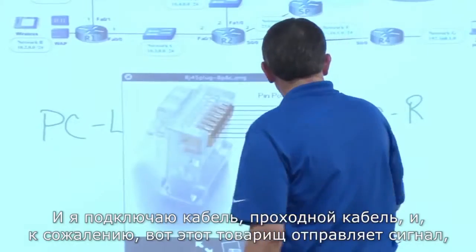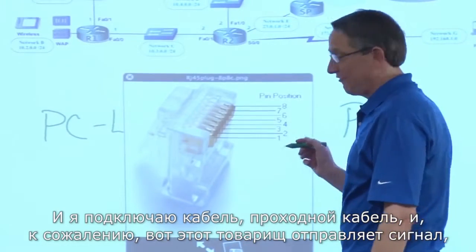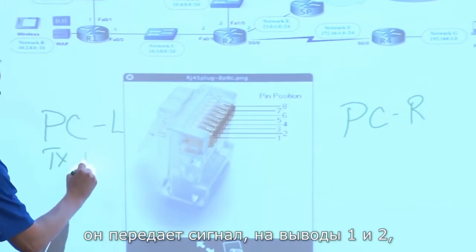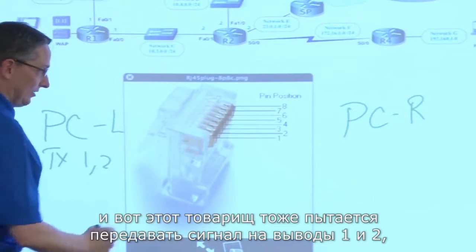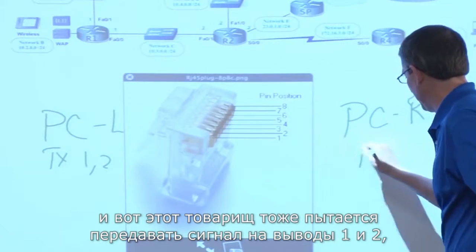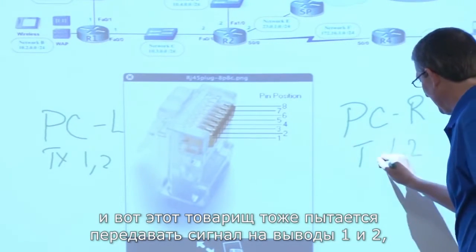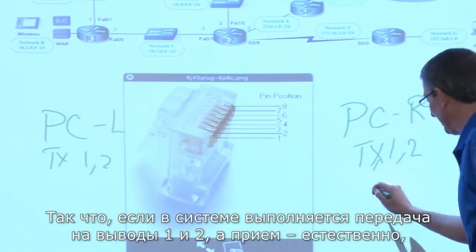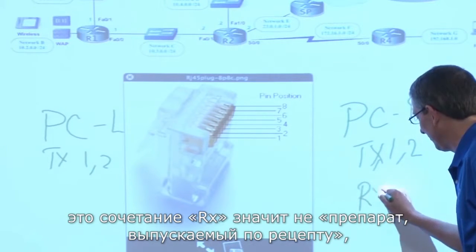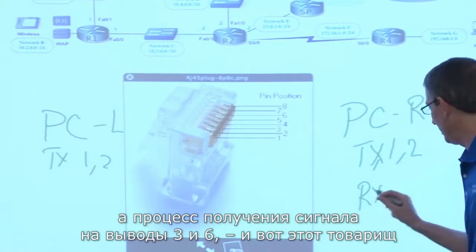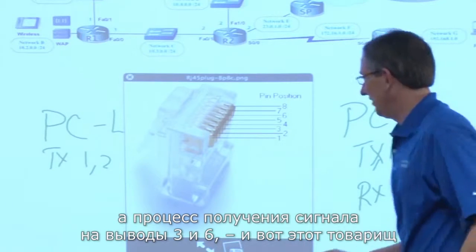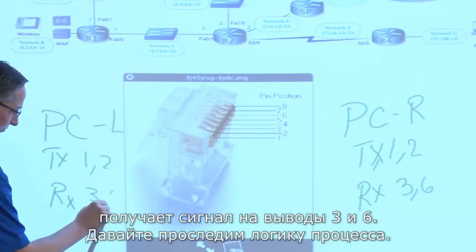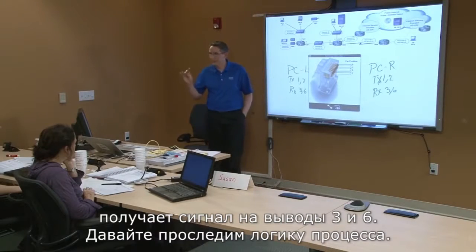So I put in the straight through cable, and unfortunately, this guy is transmitting on pins 1 and 2. And this guy over here is trying to transmit on 1 and 2. Obviously, they're not listening to each other either. So if I transmit on 1 and 2, I'm receiving, RX, on pins 3 and 6. And this guy is receiving on 3 and 6. Let's follow the logical bits.